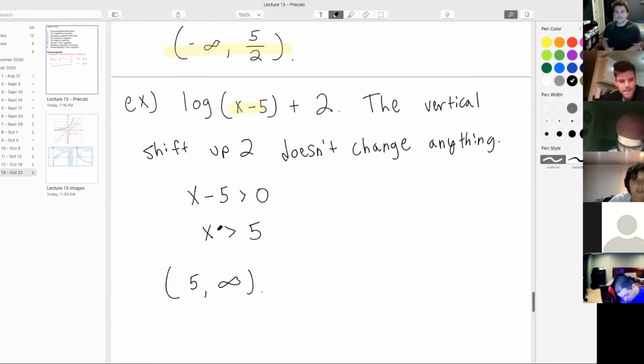The range never changes, right? Yeah, for the range, you're always going to get the whole entire real line.